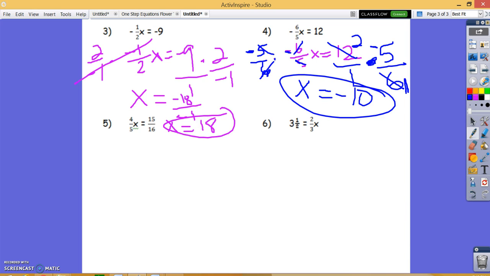All right, and I want you to try the last two problems, number 5 and number 6, by yourself, and we will go over it tomorrow. But the one thing I want to remind you is that this number right here is going to need to become improper in order to operate with.